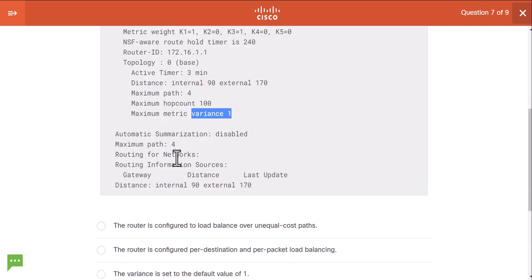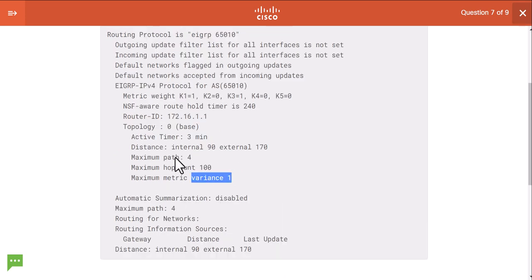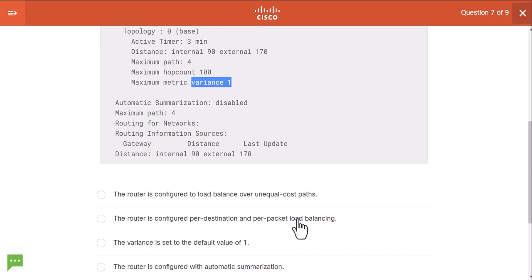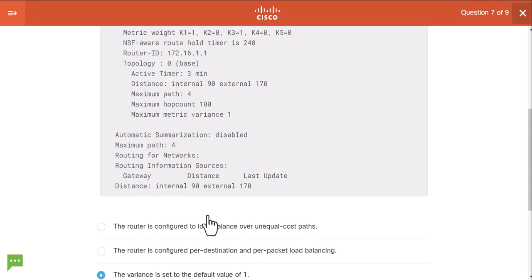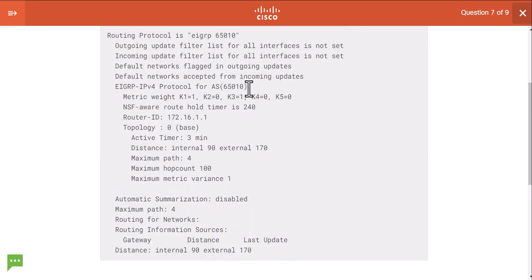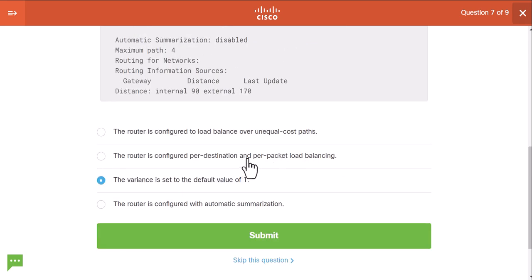Per destination and per packet. Well, there is no load balancing, I guess. The variance is set to the default value of 1, and this is correct. Yeah, I'm not sure what is the default. I don't see any specific kind of load balancing configuration information on this output. I'm not sure what is the default load balancing mechanism.